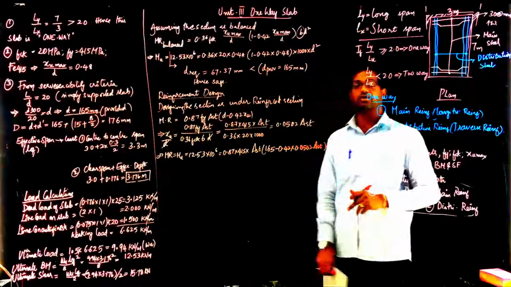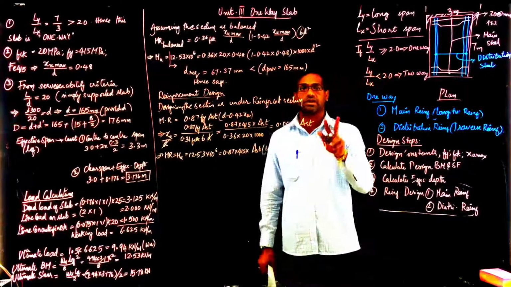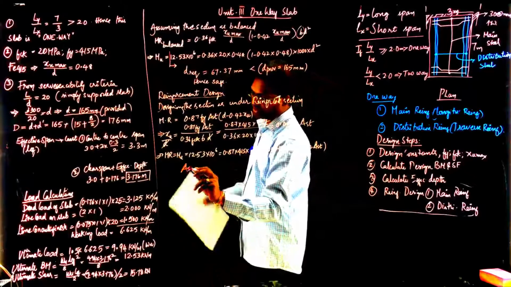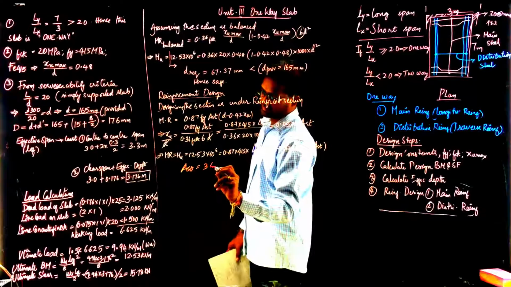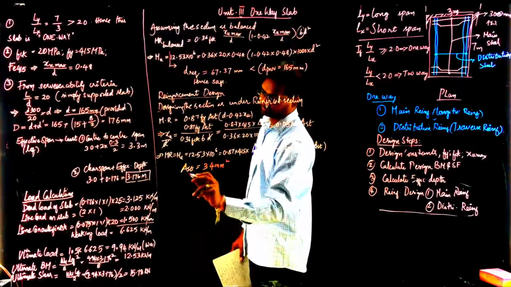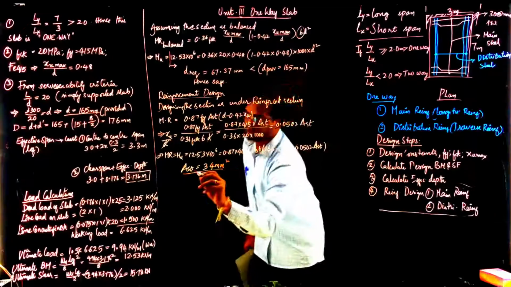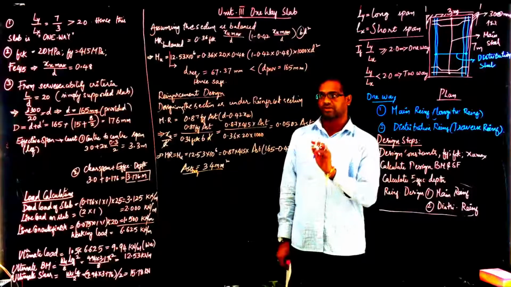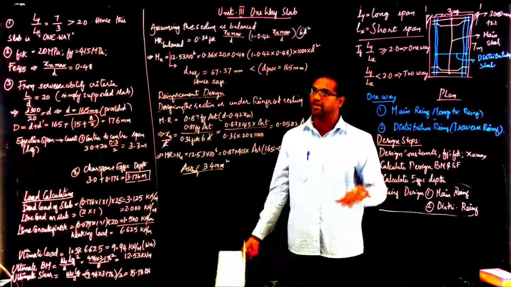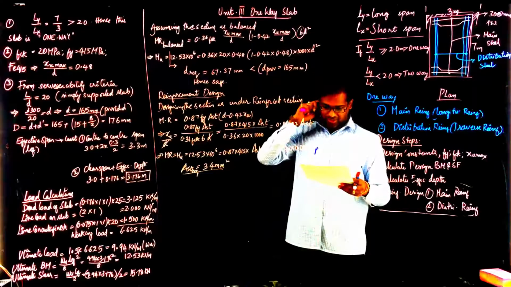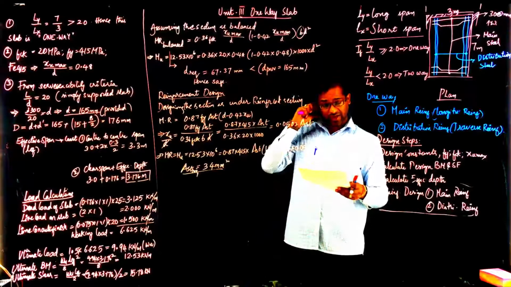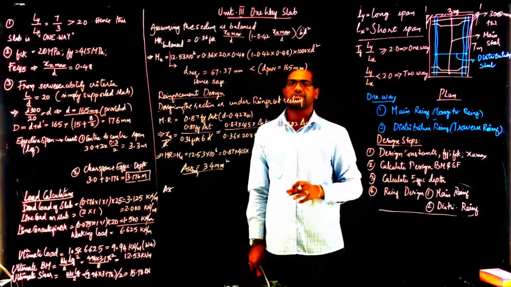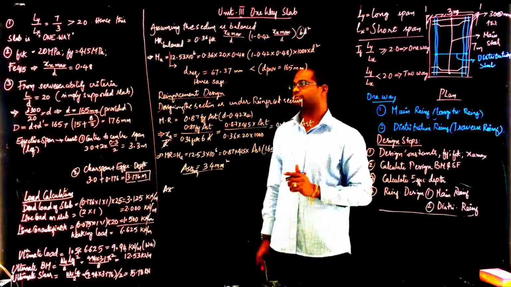Now this will give you a quadratic equation. A quadratic equation has two roots, and of them the least value is normally taken. So Ast you will get very less, as 34 mm square. This is the required value, but you have to check the minimum value too. The minimum Ast depends upon the grade of steel you have used.